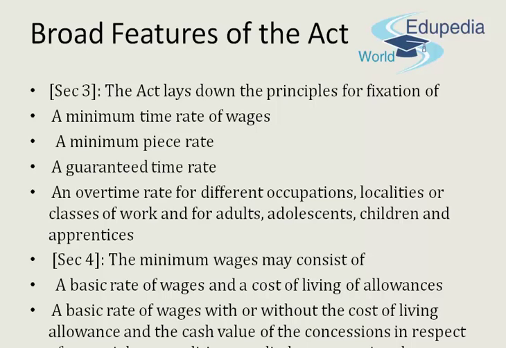Section 4 mentions the minimum wages may consist of number 1, basic rate of wages and a cost of living allowance. Number 2, basic rate of wages with or without the cost of living allowance and the cash value of the concessions in respect of essential commodities supplied at concessional rates.